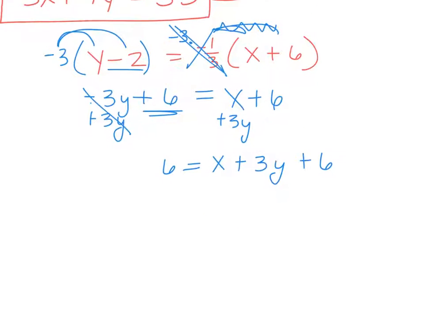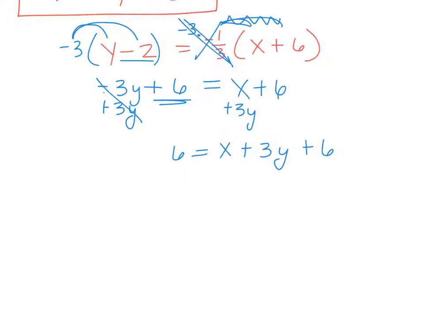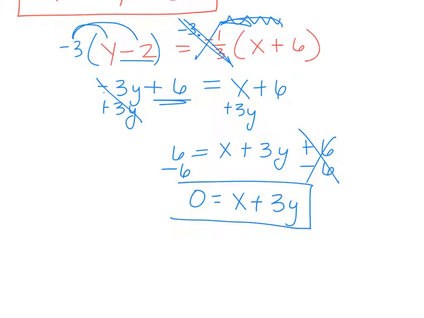Okay. And now we want all the numbers together. So I'm going to move this 6 out. So this is gone. I have x plus 3y on that side. What's 6 minus 6? 0. Okay, so now standard form would look like that.